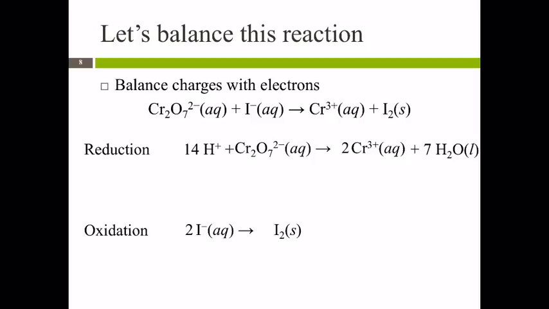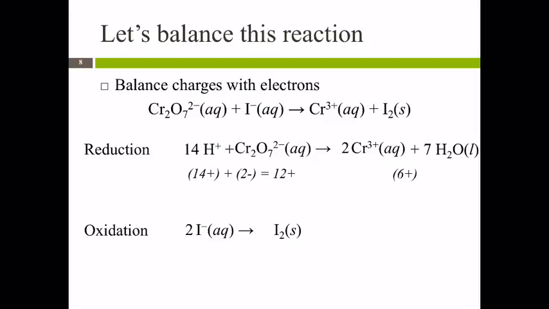When we do that, we're going to find that the left side has 14 H pluses, 1 dichromate, which is a 2 minus, so that means on the left side we have a total of plus 12. On the right side we have 2 chromium 3 plus ions and water, which has no charge. So that means we have plus 6 on the right. How do we get these two sides to be equal?